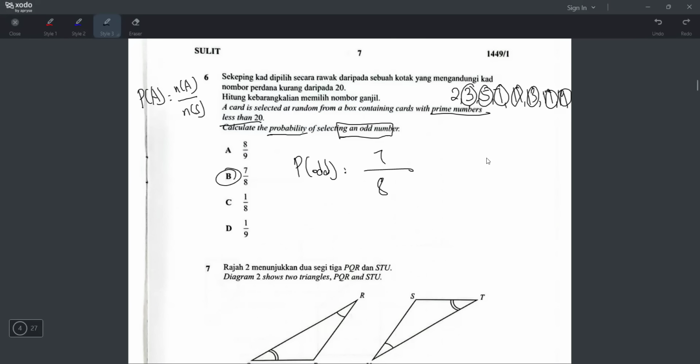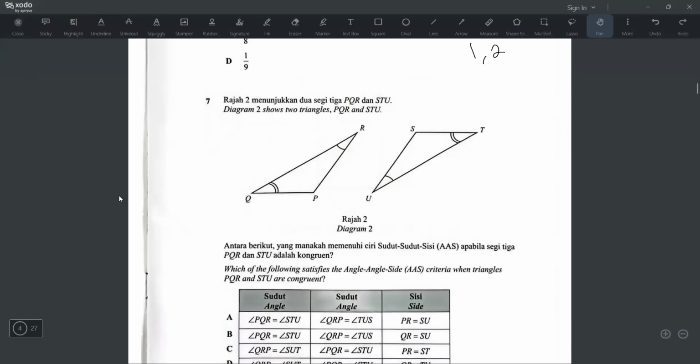Except 2. Because 2 is prime. Dia ada 2 factors saja. 1 and 2. Okay. Yeah. And at the same time, 2 is also the world's smallest prime number. Okay. Alright. I hope you get it.